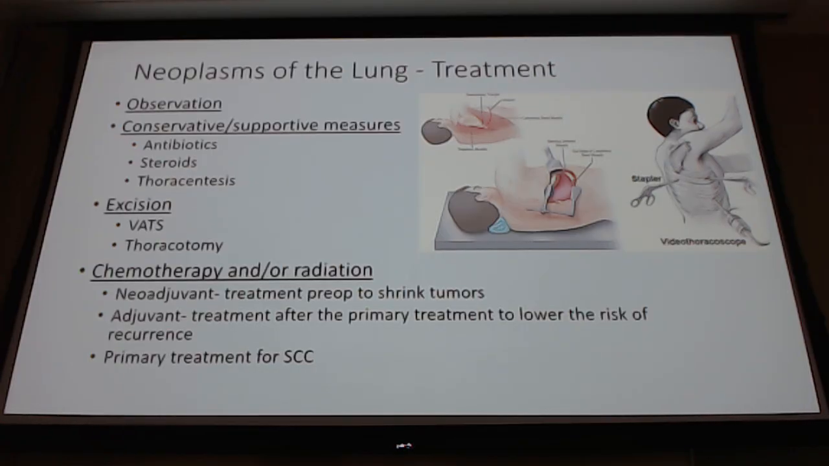We can do conservative supportive measures. If they have chronic pneumonia because of this, we can put them on chronic antibiotics. We can put them on steroids. If it's a carcinoid, we can do a thoracentesis, trying to pull out that malignant effusion. We could try excision, depending on where it is, how big it is, and if it's invaded anywhere. We can try to do that through a VATS or a thoracotomy with a wedge resection. There are some people, if they're riddled with disease, where we can actually take out their entire lung.